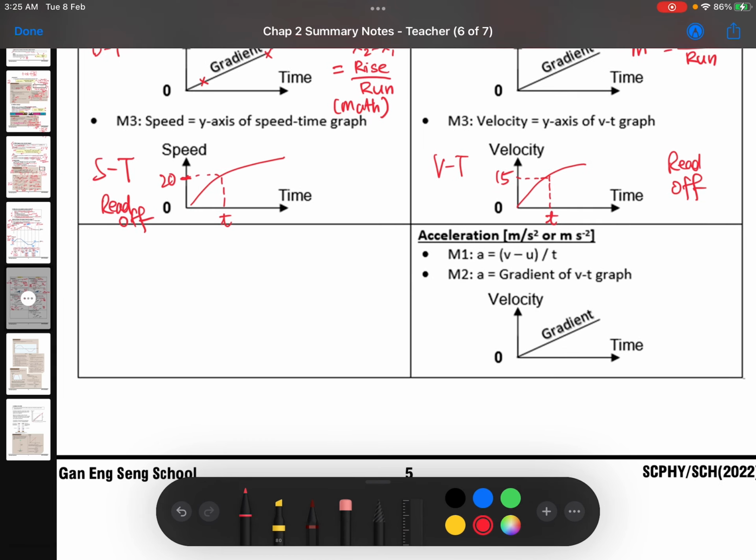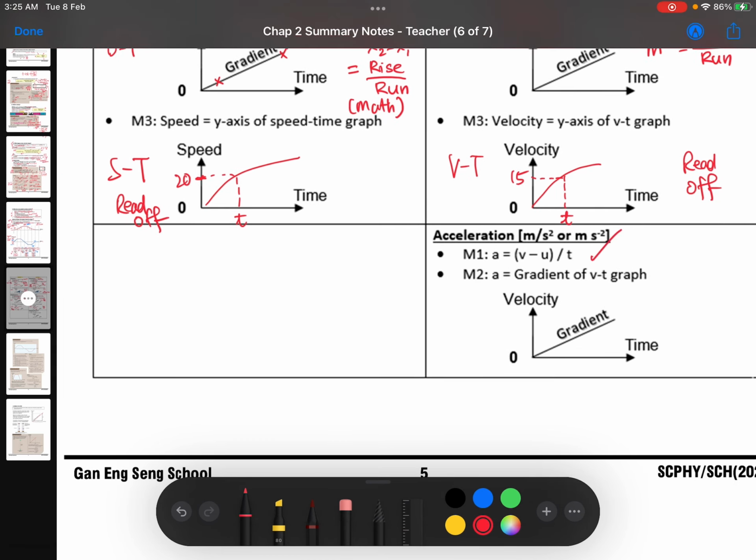Okay, acceleration. Now, method 1 is using the formula. A equals V minus U over T. Now, there's another one, V equals U plus AT. Because this by and large is the same. It's just that I manipulated it. I bring the T from the denominator to the numerator. Then I add the U to give me a V. V equals U plus AT.